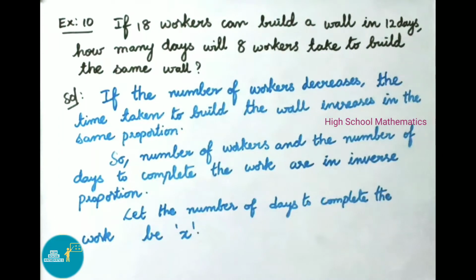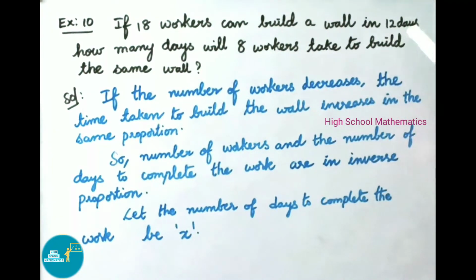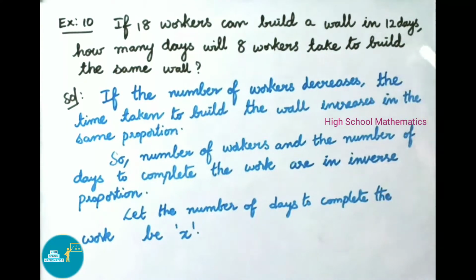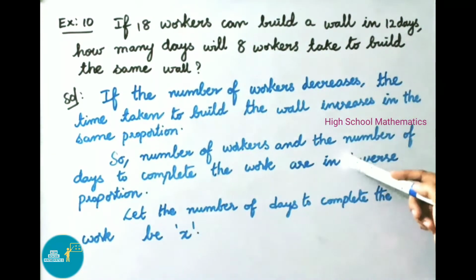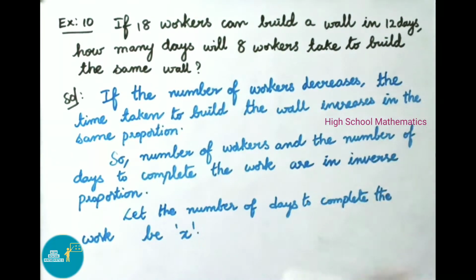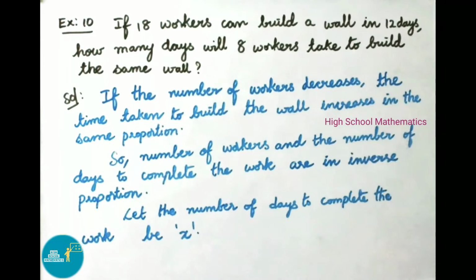See now example 10. If 18 workers can build a wall in 12 days, how many days will 8 workers take to build the same wall? Let us see the solution. If the number of workers decreases, the time taken to build the wall increases in the same proportion. So, the number of workers and the number of days to complete the work are in inverse proportion.